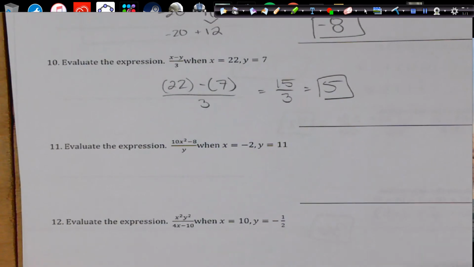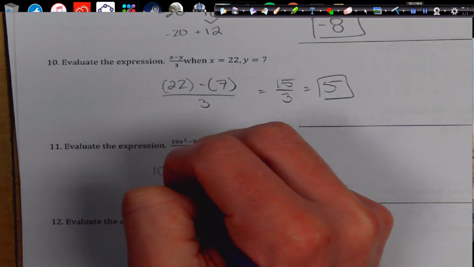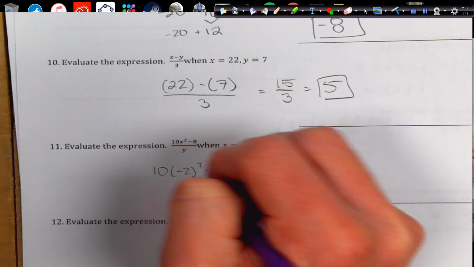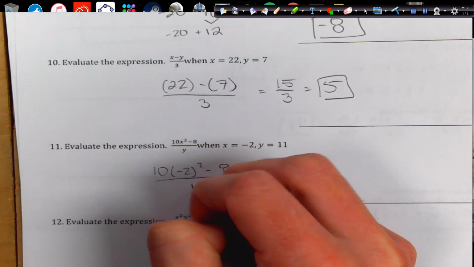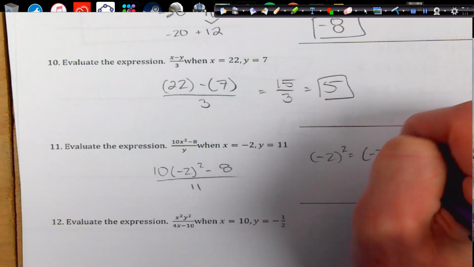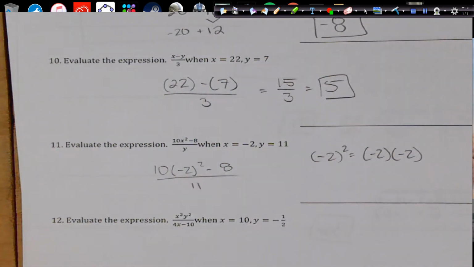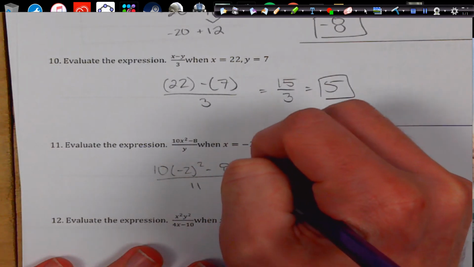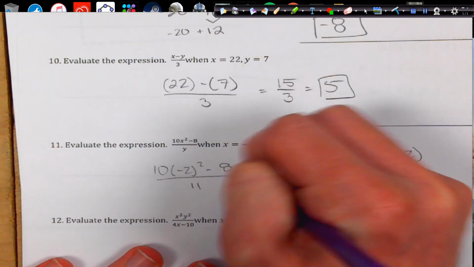All right, 10x squared. So we're going to get 10 times negative 2 squared minus 8 all over 11. Now, negative 2 squared is the same thing as negative 2 times negative 2. It's multiplying that base number to itself the number of times the exponent is. So that's going to become 4. So this becomes 10 times 4 minus 8 over 11.